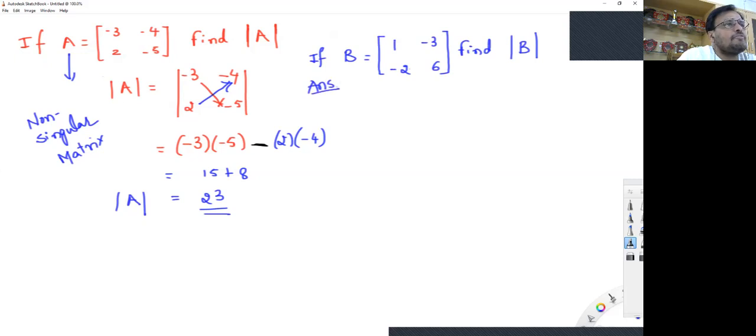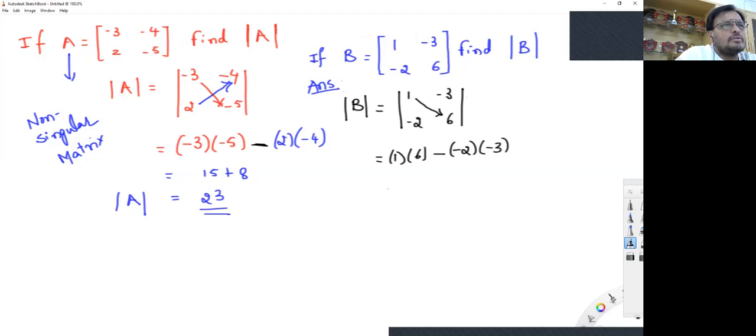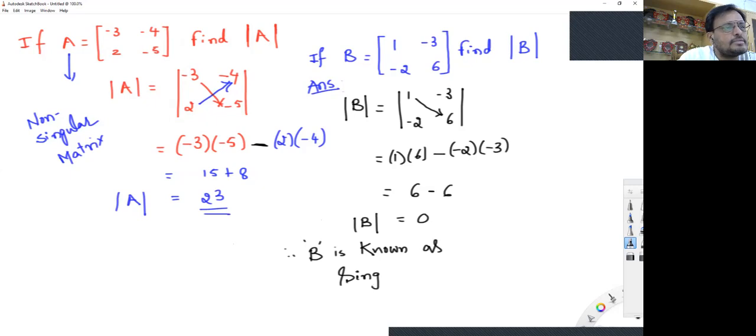So write the determinant of the B matrix as 1, minus 3, minus 2 and 6. First 1 into 6, simple like a cross multiplication, and minus 2 into minus 3. So 6 minus 6, since 2 threes are 6. So the determinant is equal to 0. Definitely, this B matrix is known as a singular matrix.